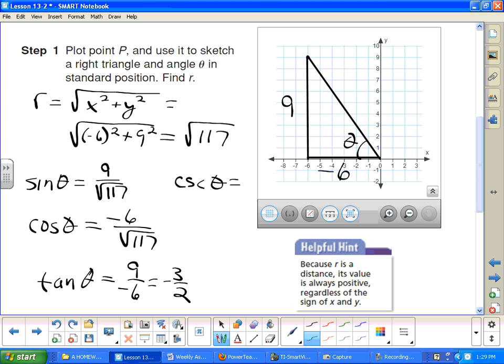But now I need to find the other 3, and they are very simple. Cosecant, I'm writing it next to sine because it's the reciprocal of sine. So cosecant is square root of 117 over 9. Flip it over. Secant is the reciprocal of cosine, so that's negative square root of 117 over 6. I write those next to each other because they're reciprocals. All I have to do is flip over top and bottom. Cotangent, negative 2/3.